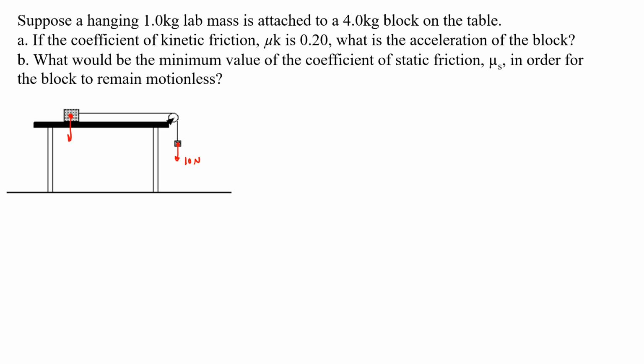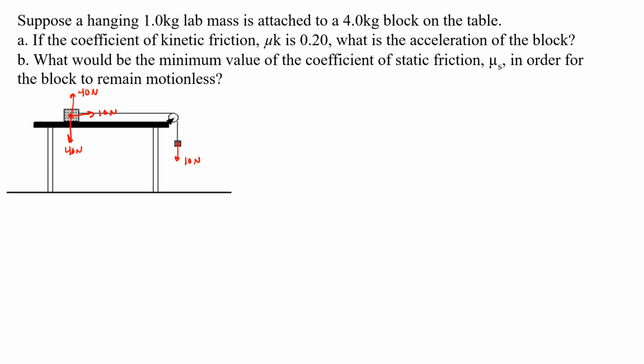So this one is going to have 40 newtons down on it, which means this one has 40 newtons up. But if it's attached to that 1 kilogram block on the pulley, it's getting pulled forward 10 newtons. That's just the basic setup.